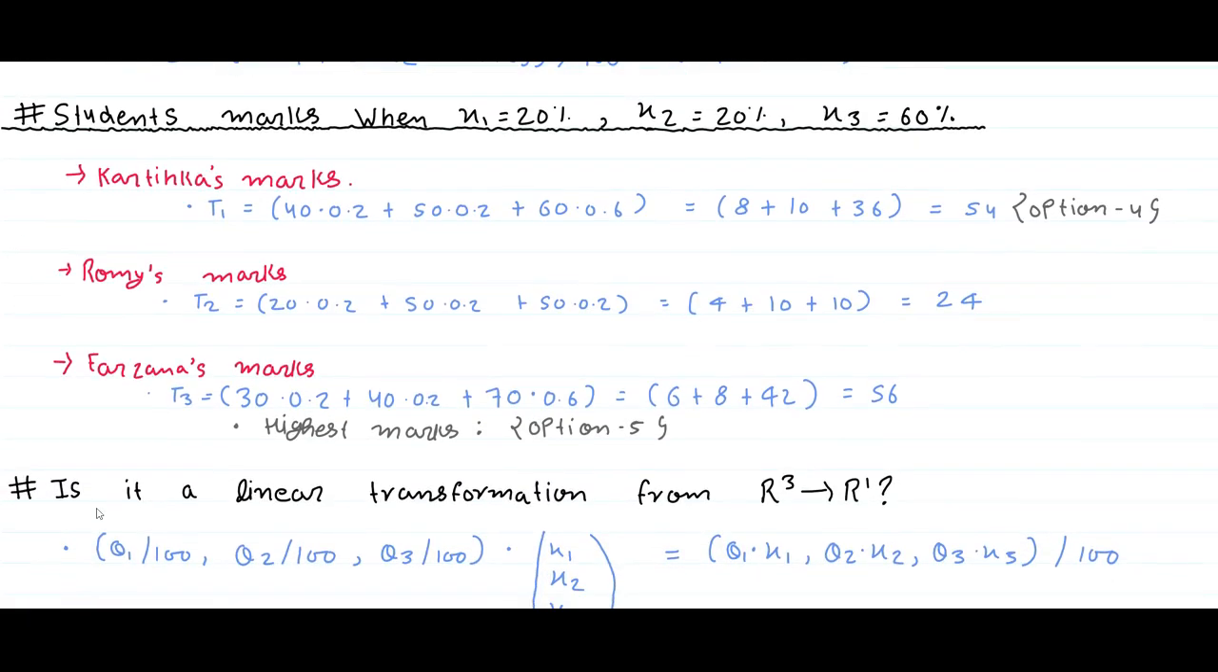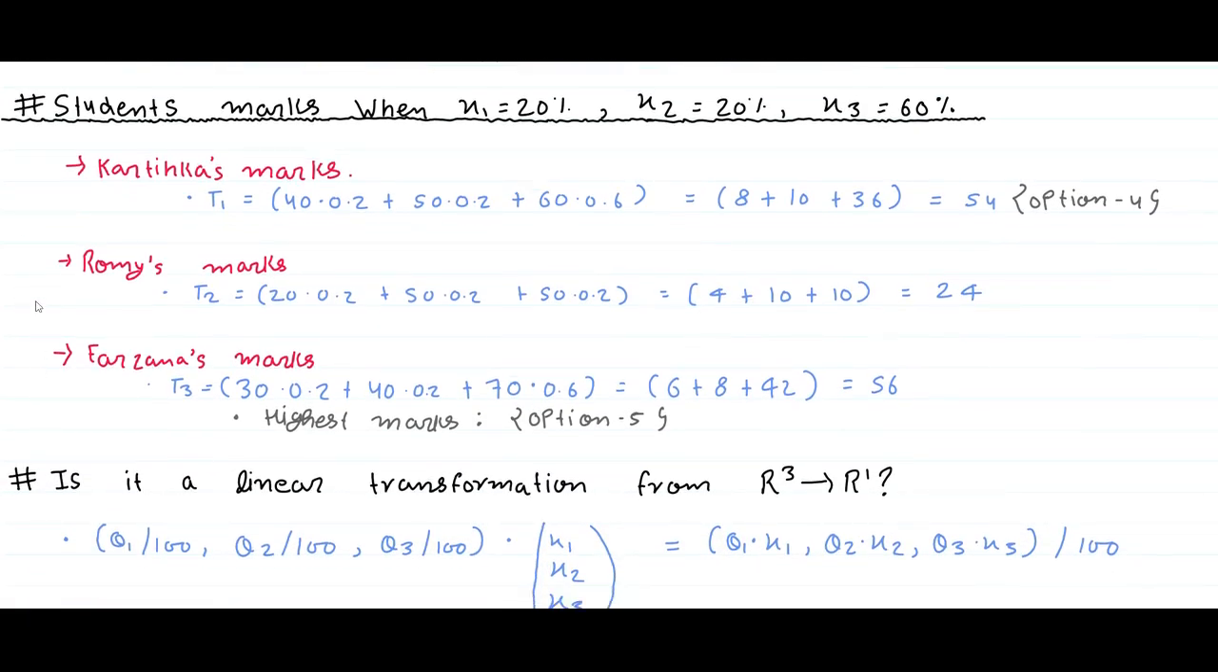Now, let us first calculate the marks of T1. So, T1 is going to be equal to 40 into 0.2 plus 50 into 0.2 plus 60 into 0.6, which is equal to 54. Hence, option number 4 is correct. Now, let us calculate the marks of T2. So, T2 is going to be equal to 20 into 0.2 plus 50 into 0.2 plus 50 into 0.6, which is basically equal to 54.